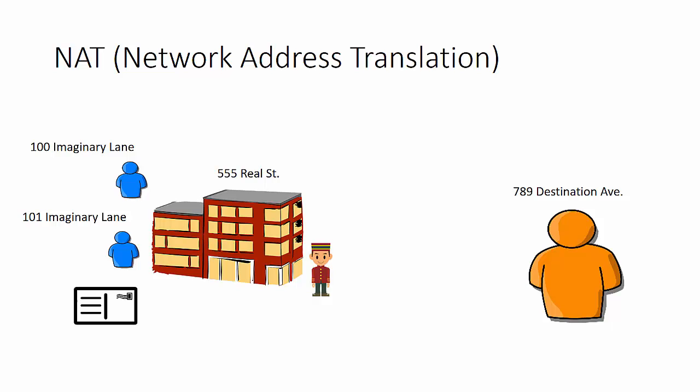So what happens is we can have hundreds or even thousands of computers all sharing the same physical address. And this is another way of getting around this problem of running out of IP addresses. So when you go on your computer and you ask your computer, hey, what's my IP address? It might come up with a number such as Imaginary Lane. And in fact, if your IP address begins with 192.168, you live in Imaginary Lane.